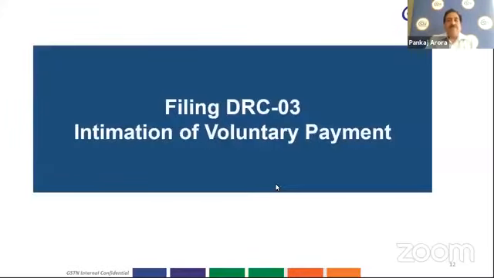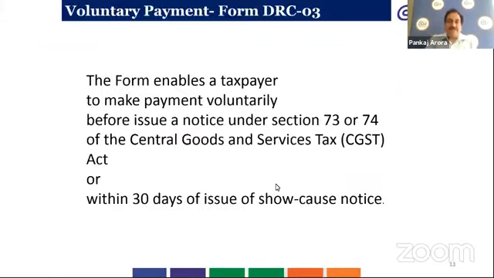So here we come to filing DRC 03, how to intimate such voluntary payment by the taxpayer at the GST portal. There is a form, DRC 03, which enables a taxpayer to make payment voluntarily. Voluntarily means either on his own ascertainment or as ascertained by the department.